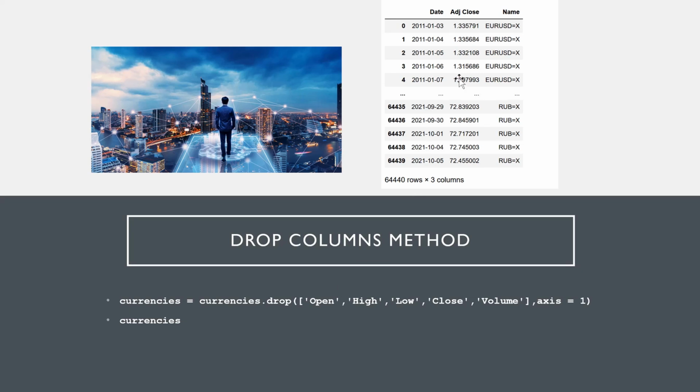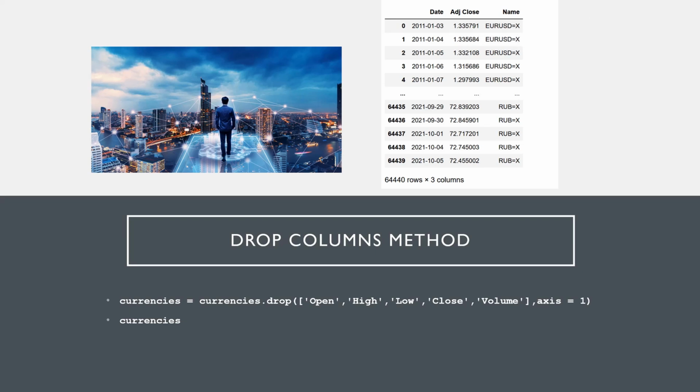Oftentimes, only one or two columns are needed for analysis purposes. Indeed, the adjusted closing price, date, and exchange symbol is all that is needed for the analysis that we will do. The drop method allows us to drop the open, high, low, close, and volume columns. We set the currencies data frame equal to the version where the unneeded columns are dropped. The currencies data frame that is listed now includes only these three columns plus the index. Notice that the data frame is set up so that the closing price is one column, and then another column is the name of the foreign currency.